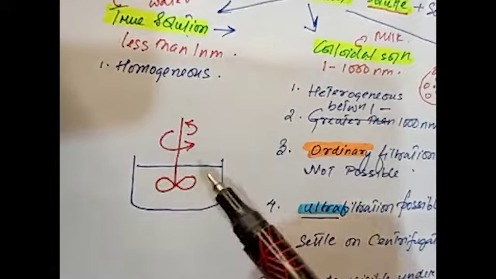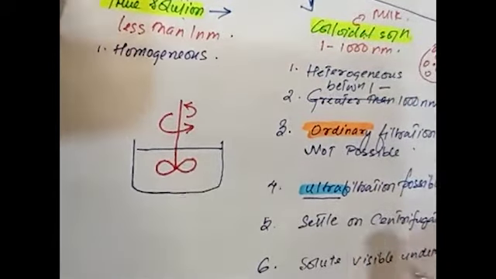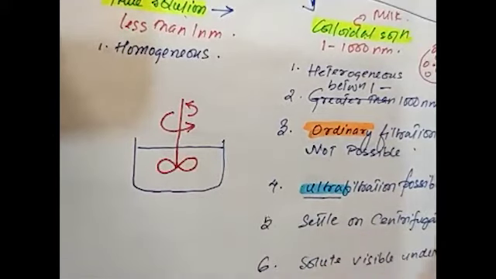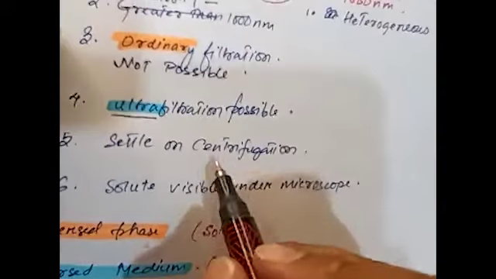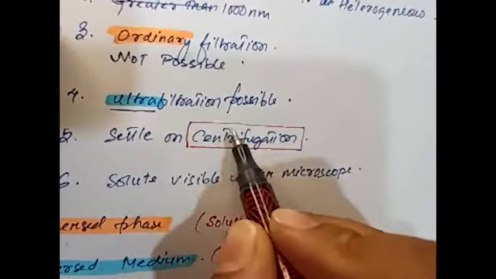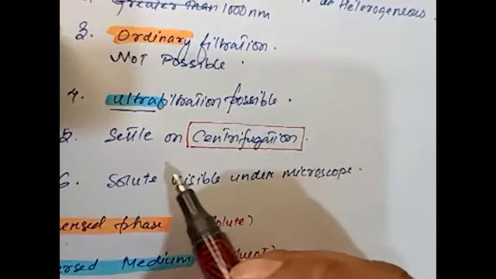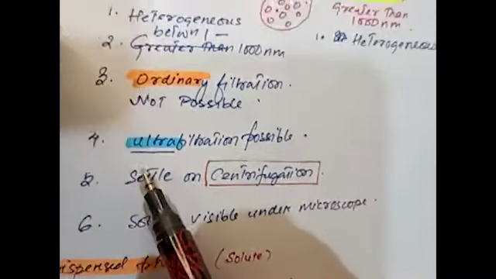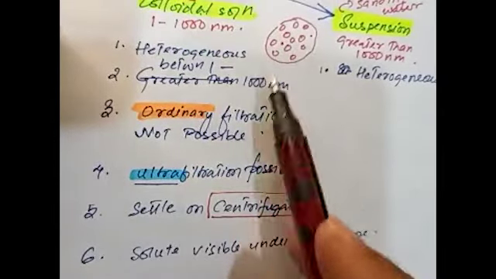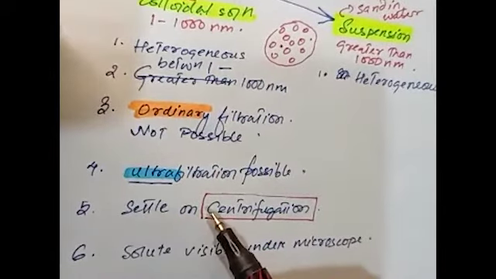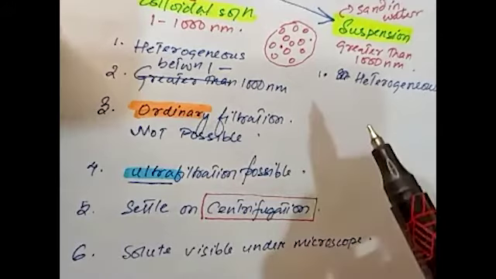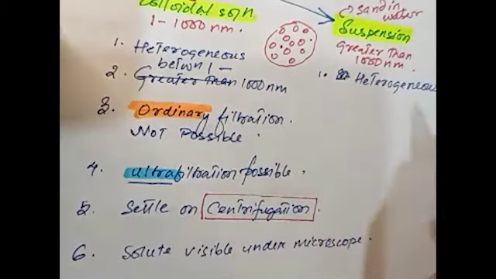Because of the condensation, it is called the centrifugation process, because there is a centrifugation force which is applied. There are two types of force, you already know: the centrifugal force and the centripetal force. The fats, the solute particles floating on the water, actually settle on centrifugation. Settle means they go to the bottom or come to the top.